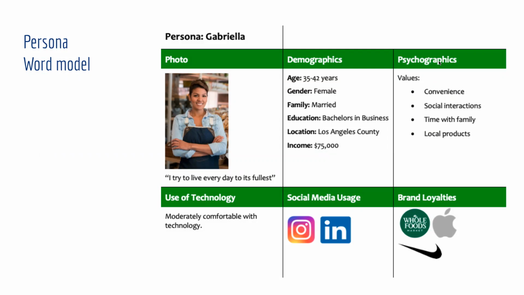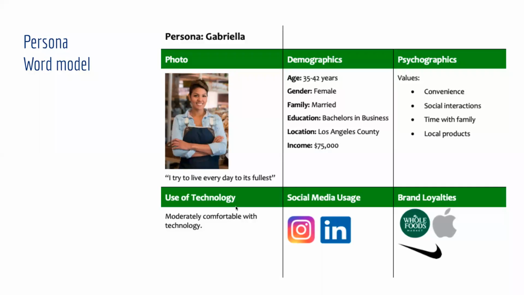These psychographics help define this target audience here, Gabriella, who represents females 35 to 42. Demographics are important because they reflect if you could be part of the target audience. But psychographics determine if you will be part of the target audience based on your values.